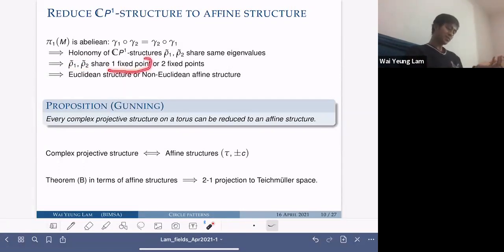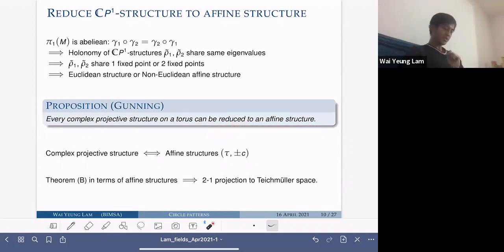If they share one fixed point, then we can take Mobius transformations and normalize this developing map such that that fixed point is at infinity. In that case, rho one theta and rho two theta become translations. If you have two fixed points, then we can put one point at zero and the other point at infinity. In that case, we get this non-Euclidean affine structure. This is a theorem by Gunning: every CP1 structure on the torus can be reduced to an affine structure.